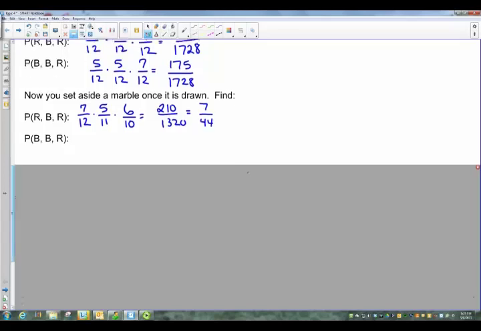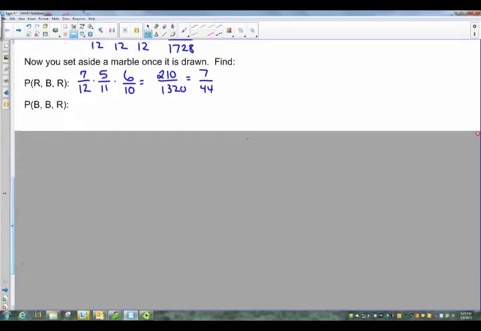All right, so using this same idea, try this one here. Probability of blue, blue, red. Go ahead and pause the video. Give that a try. Okay, so you guys should have had that chance to do that. So let's look and see what you got.